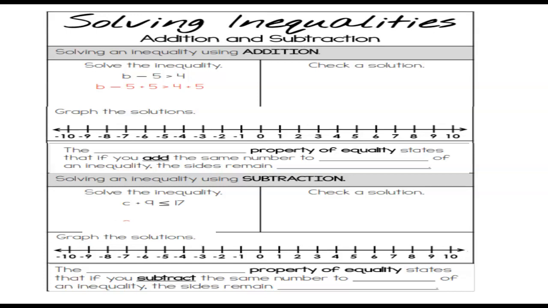Once I add 5 to both sides, I know that negative 5 plus 5 is 0, and 4 plus 5 is 9. So I'm left with b is greater than 9. We can check our solution by using any solution that is greater than 9.